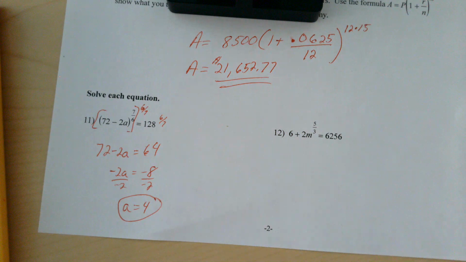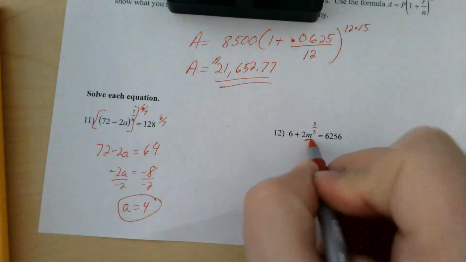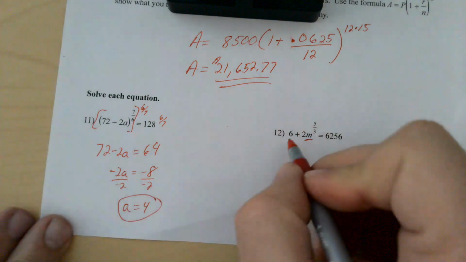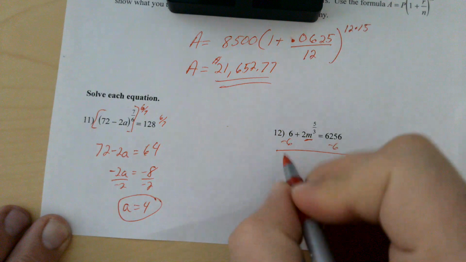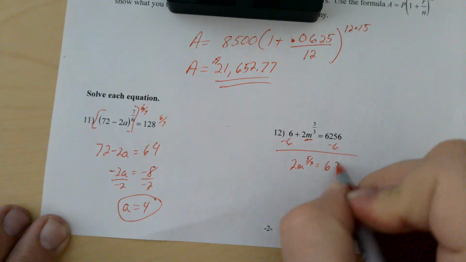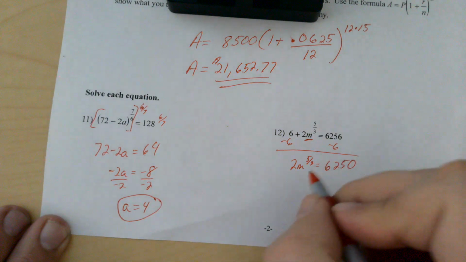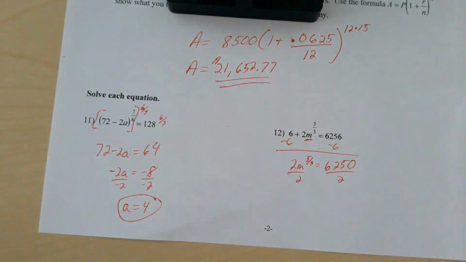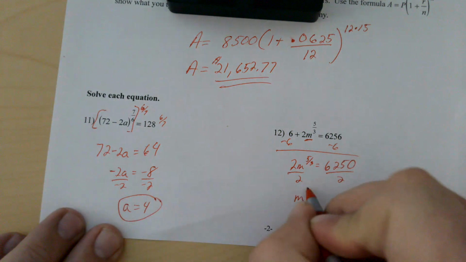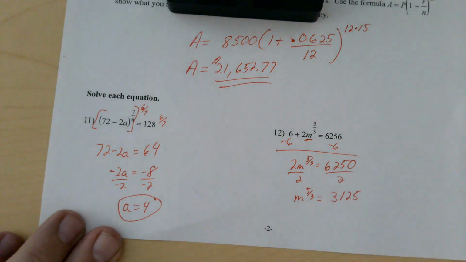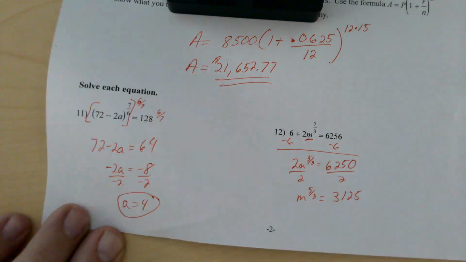Okay. The next one, I need to get m all by itself. Okay. I cannot get rid of the exponent until I get rid of the 6. So 2m raised to the 5/3. This will be 6,250. Okay. Then I'm going to divide by 2. So 6,250 divided by 2 is going to be 3,125. And then my last move is to undo the exponent.